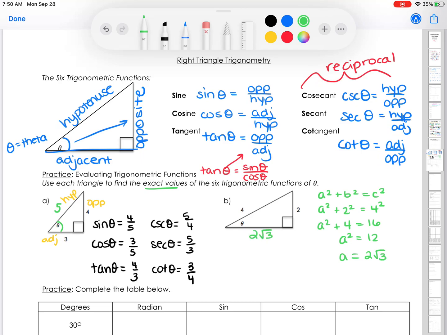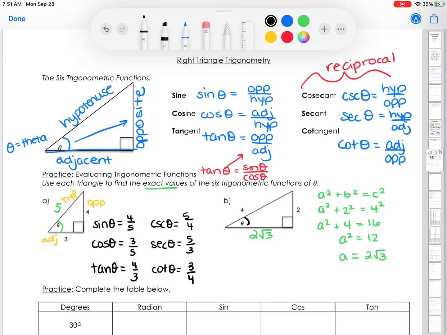And if you haven't noticed, this is actually a 30, 60, 90 triangle. If you notice down here with the 2, the smallest side, double that and you get the hypotenuse. And then you take that same 2 and you put a radical 3 next to it, and that is your other leg. So that's that 30, 60, 90. All right, so let's find sine, cosine, and tangent, then we'll find the reciprocals.